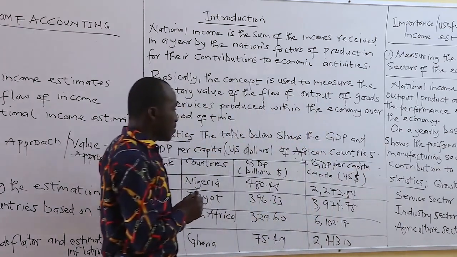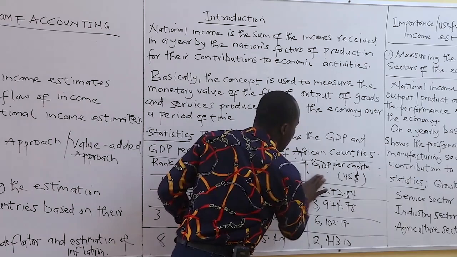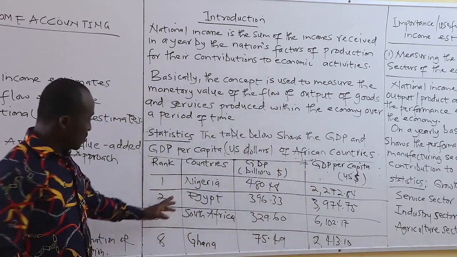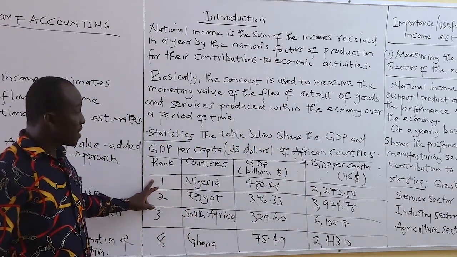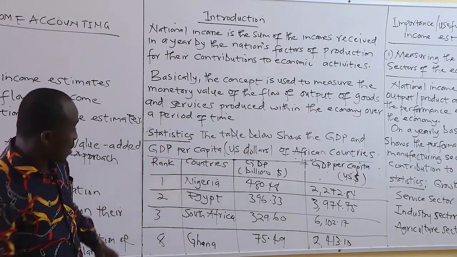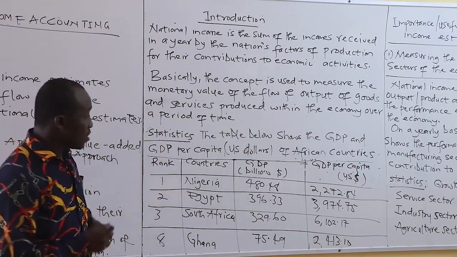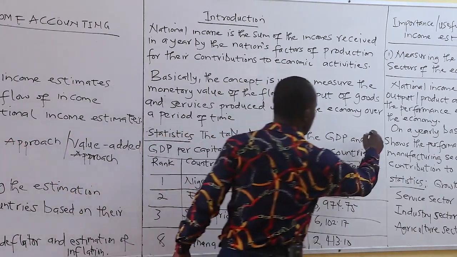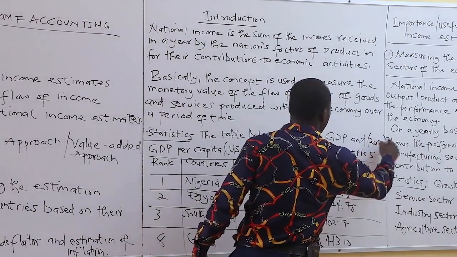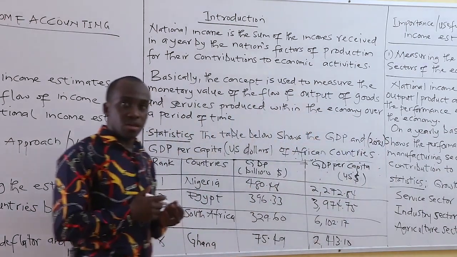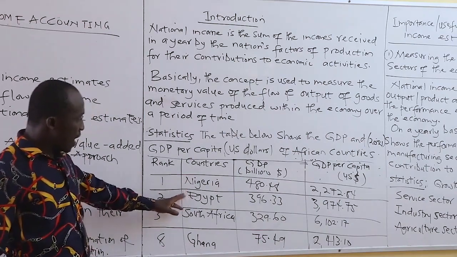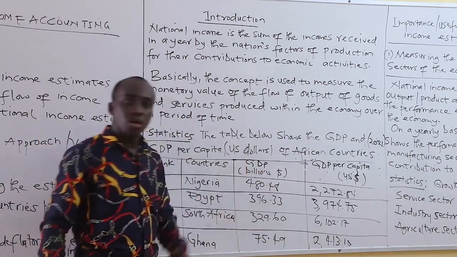Right? So GDP per capita in US dollars. Let's take a country. If you take Nigeria, for instance, Nigeria was the first country. This estimate was obtained from the World Bank in 2001, estimates from the World Bank of the country's performance. This was Nigeria's performance. Nigeria had $480.8 billion.